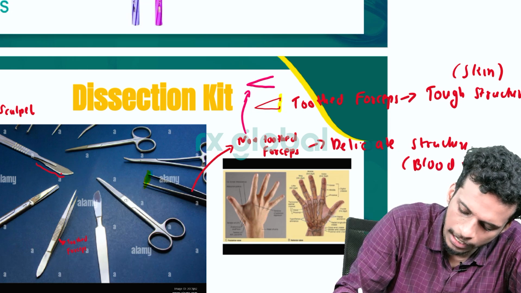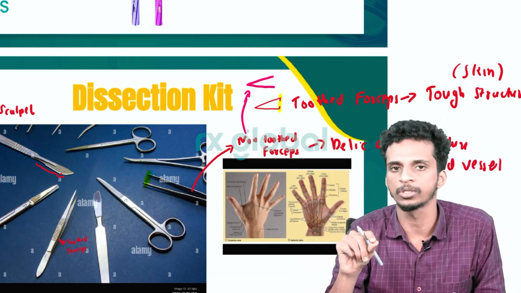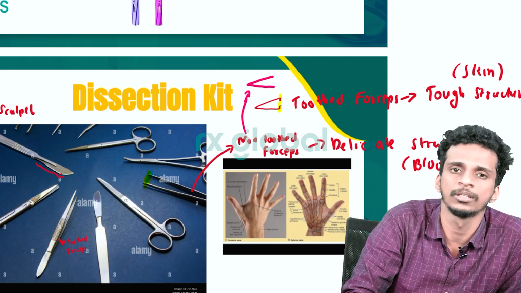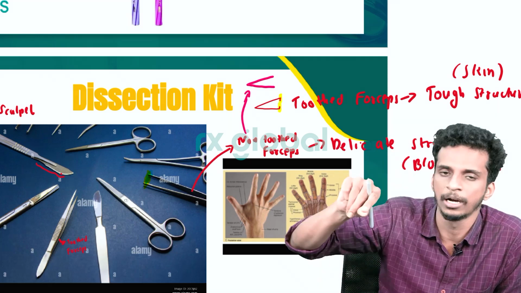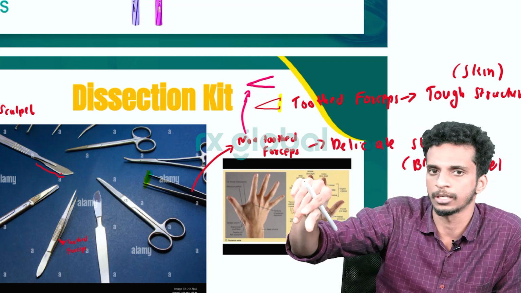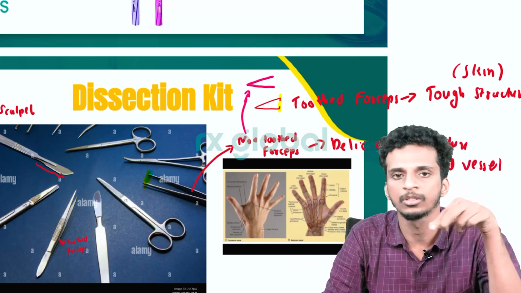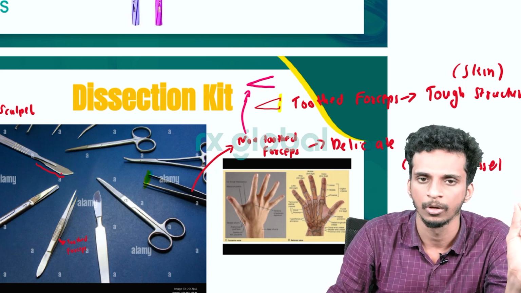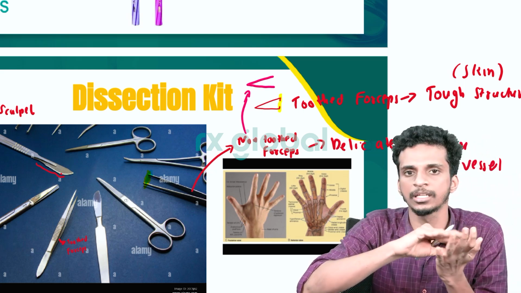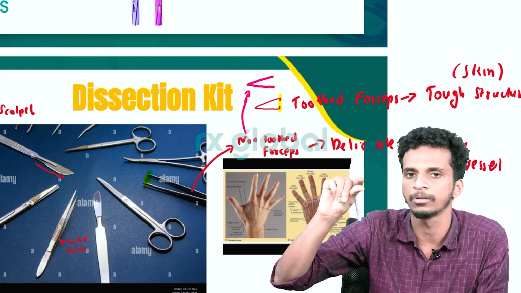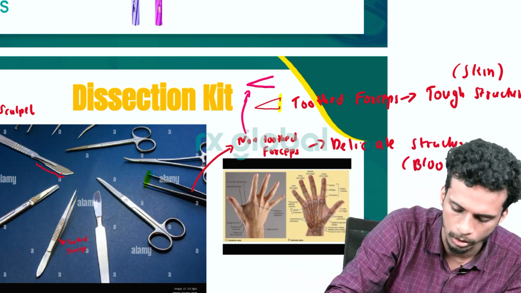So for holding a delicate structure, I will use a non-toothed forceps because the teeth are sharp. If I use the sharp toothed forceps, it will pierce the blood vessel or that delicate structure. On the other hand, I cannot hold a tough structure with a soft forceps. For example, a tough structure like skin or muscle, I cannot hold it with a soft forceps. For that, I need teeth.